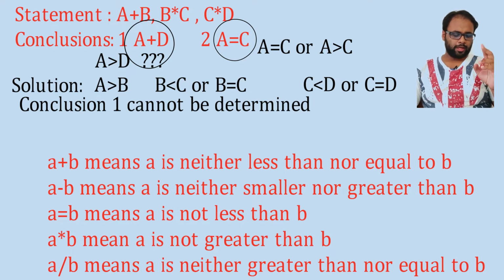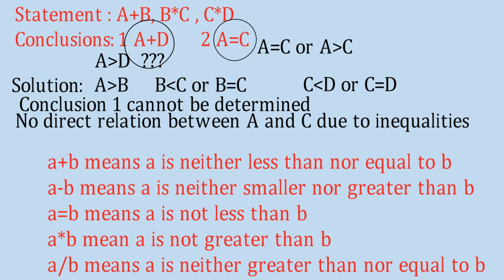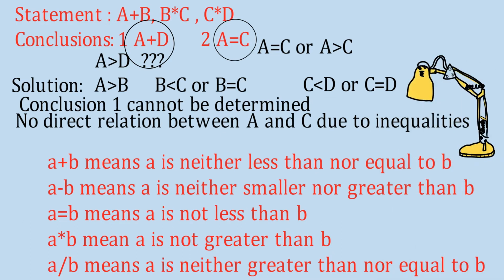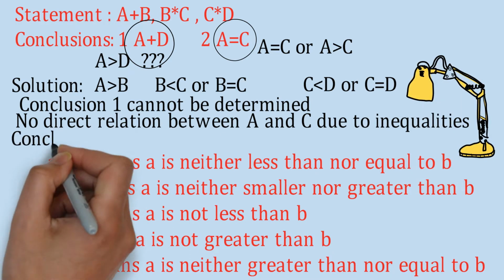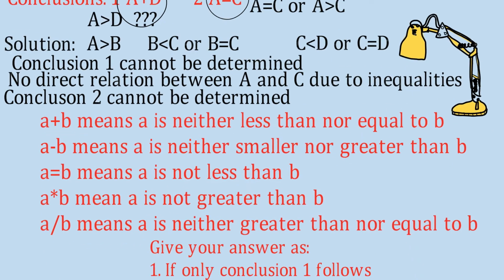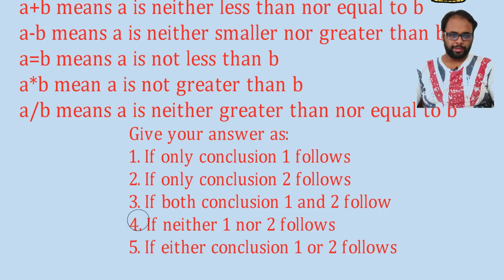Right? So can we say with certainty, because B's relation with C is not clear. It is either smaller than or equal to. We cannot say. Okay. So direct relationship between A and C is not established in any manner. So no direct relation, therefore it cannot be determined. So both the conclusions A as well as conclusions B cannot be determined.